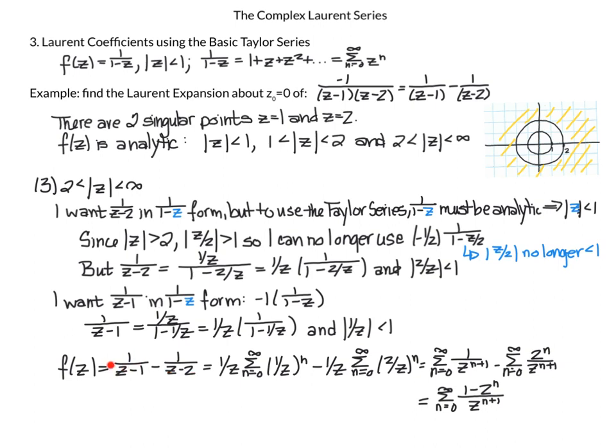I plug in for my first. I have my 1 over z times here. I plug in 1 over z into my expansion, and I get 1 over z to the n. Then I get my minus, where am I? Z over 2. This is my expansion. My minus 1 over z times the expansion of 2 over z raised to the n. And then I have some algebraic manipulations here on the summations.